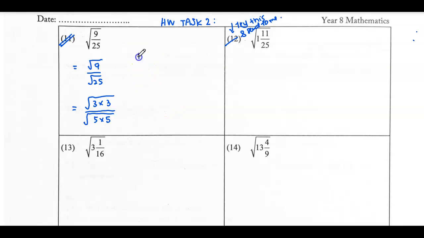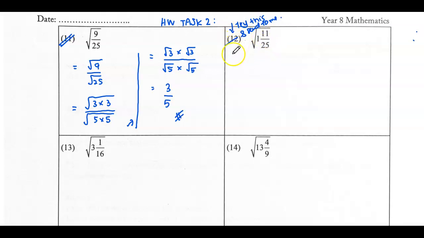Alright, now this one is also equal to square root of 3 times square root of 3 over square root of 5 times square root of 5. Square root of 3 times square root of 3 is 3. Same goes to this one, square root of 5 times square root of 5. This will give you only 5. Alright, now this is it. It's quite simple and easy.